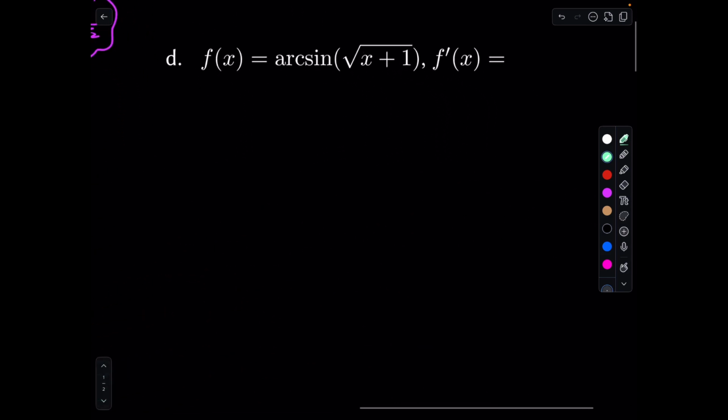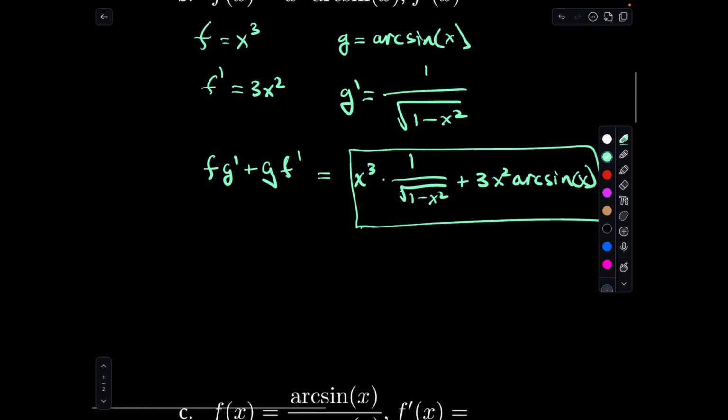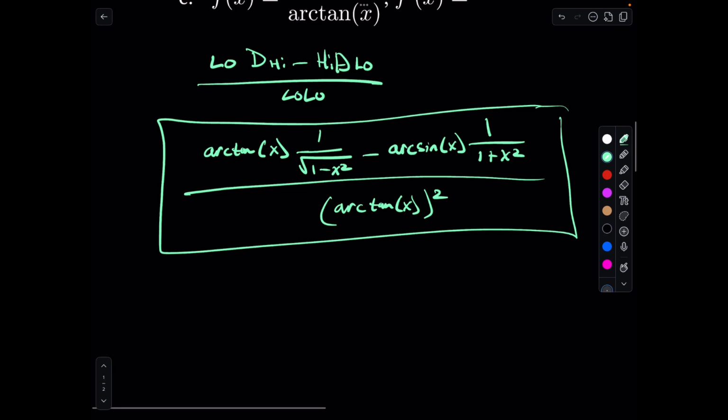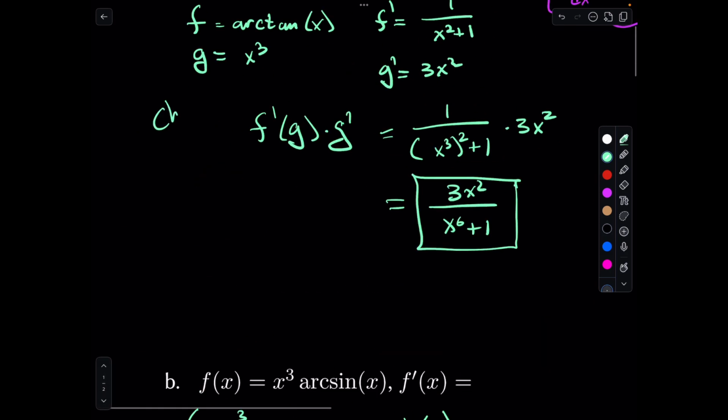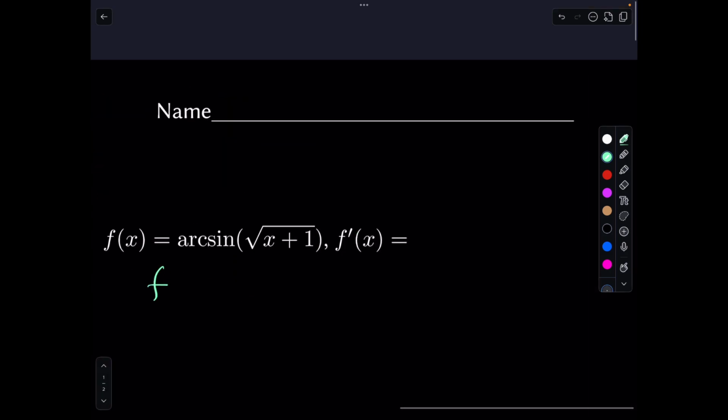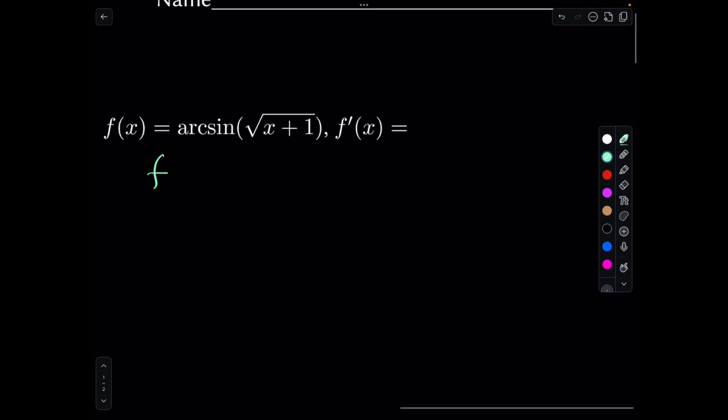Okay, a few more. So here we have a chain rule. Maybe I should label these. So this is going to be the quotient rule. This is the product rule. This is the chain rule. So over here, this is going to be a chain rule.